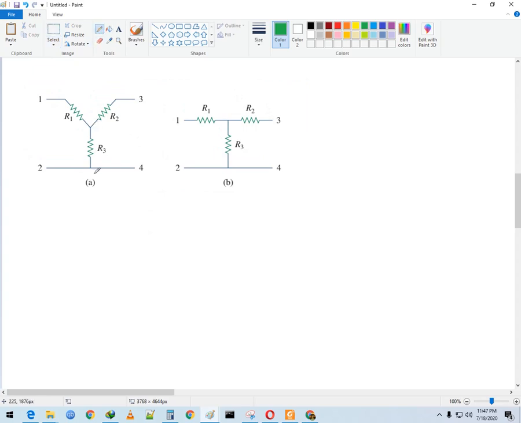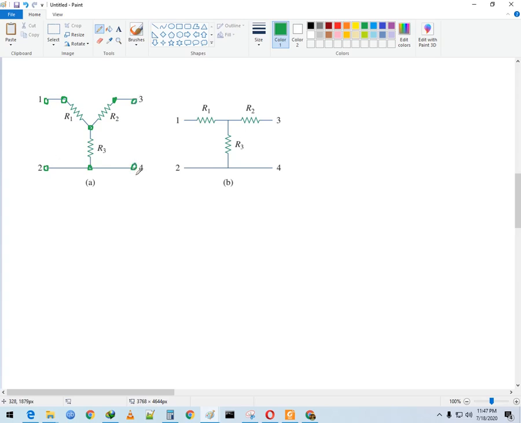This is a new concept for you. For example, we have understood node. So this is node 1, 2, 3, 4. We have 4 nodes here, but here we have 4 different terminals. For example, this is terminal 1, terminal 2, terminal 3 and terminal 4.